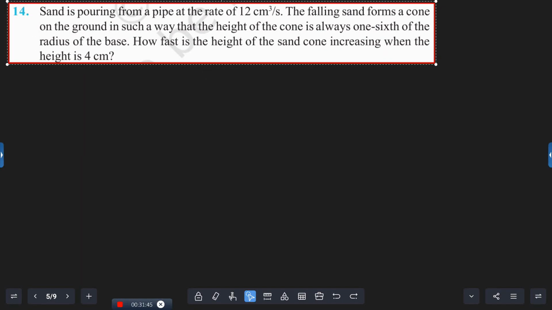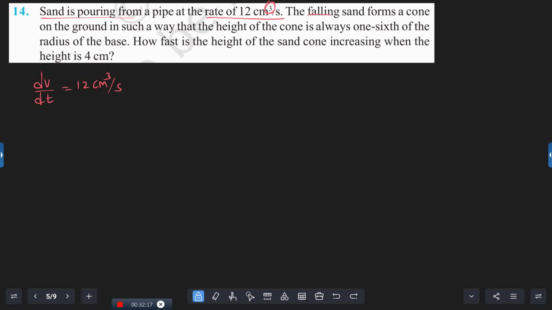While looking at the question, don't be afraid. The question is only big, the answer and all are small. Listen carefully. Sand is pouring from a pipe at the rate of 12 centimeter cube. Cube means what? Volume. Okay, don't forget. So dV divided by per second, you can use t. dV by dt is equal to 12 centimeter cube per second. Be careful with whatever is given when you write.